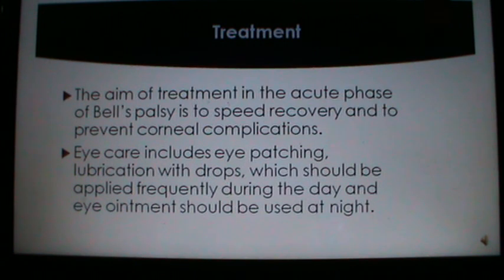Eye care includes eye patching, lubrication with drops which should be applied frequently during the day, and eye ointment should be used at night. So you have to take care of the eye because most of the time there is dryness of the eye, resulting in corneal ulceration.